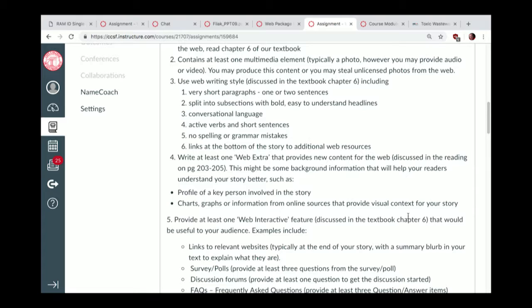Split your story into subsections with bold, easy to understand headlines. So no cute headlines here, no clickbait. Just tell them what they're going to find in each section, because as readers move around, they want to know where they're going. Conversational language, just like we did for television, but now it must be grammatically correct. Active verbs, short sentences. So again, this is similar to the TV package, except it should be grammatically correct. No sentence fragments, for instance, which are fine when you're writing a script for someone to say, but not good in web writing.